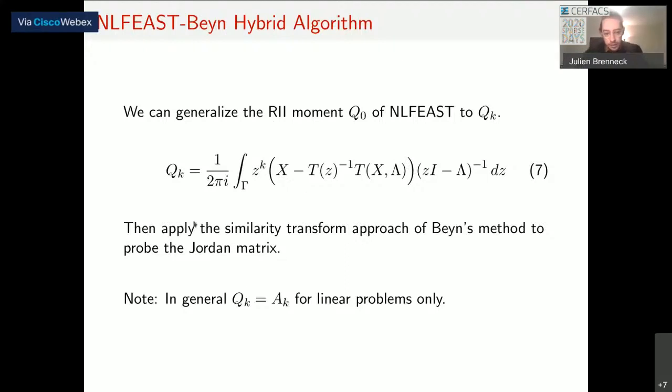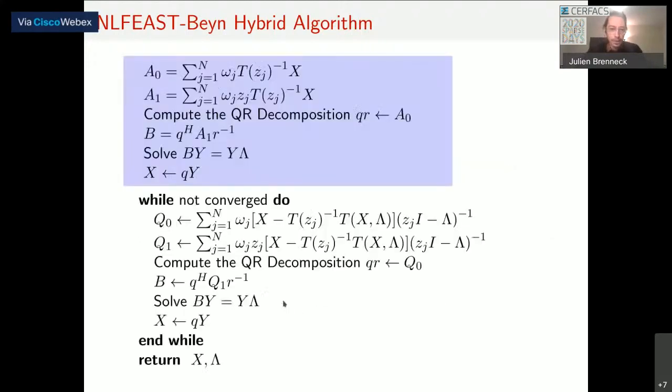One thing to note, though, is that these moments are distinct for nonlinear problems from the actual moments of Beyn's method. And I guess it's not clear how we should interpret the difference, but we are solving a different problem. Here's just an overview of the algorithm quickly. So we solve for these moments by solving linear systems, and then we compute a decomposition.